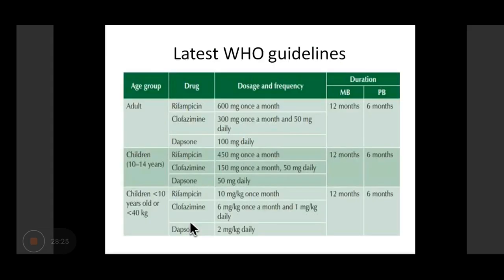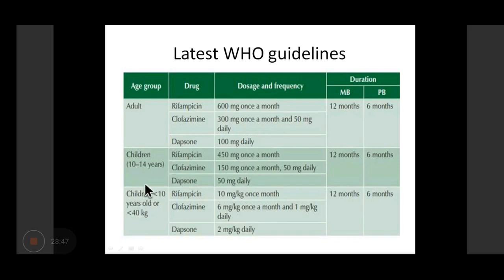So this is the latest WHO guideline, which we already discussed. This is taken from the guideline itself. You can see here all three drugs, rifampicin, clofazimine, dapsone: 600, 300, 100 mg, 350, which we discussed, and the duration is 6 months and 12 months.